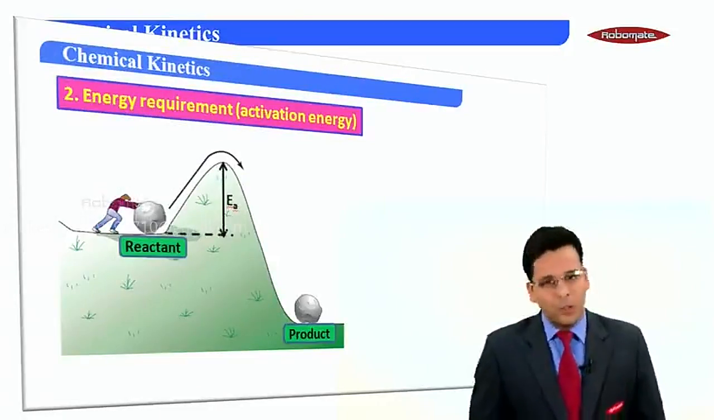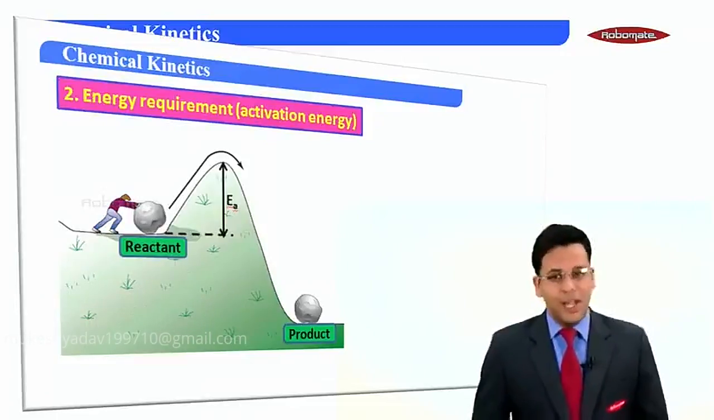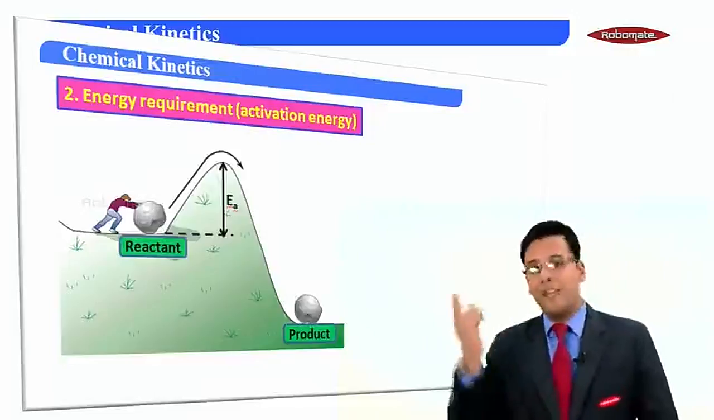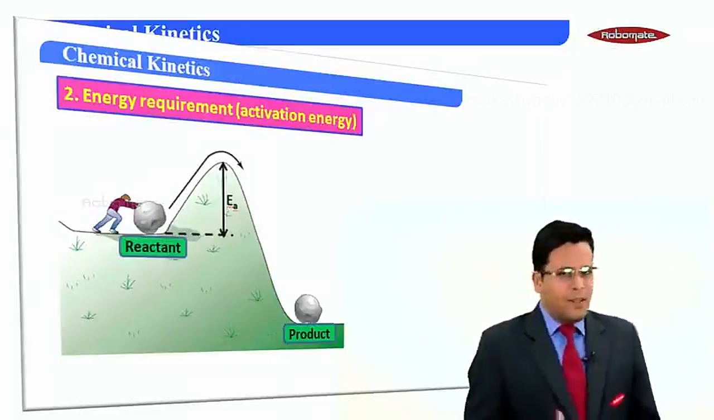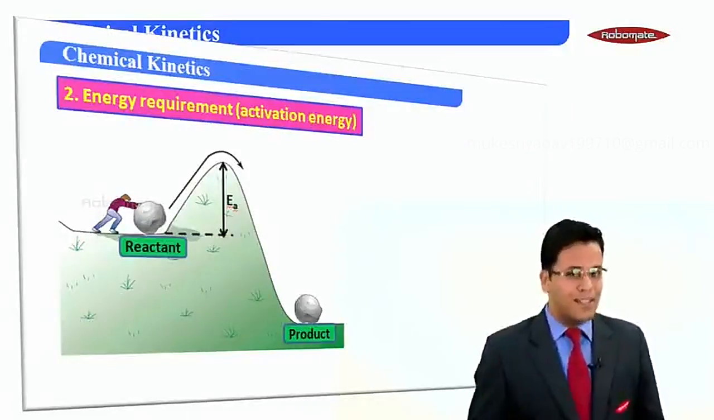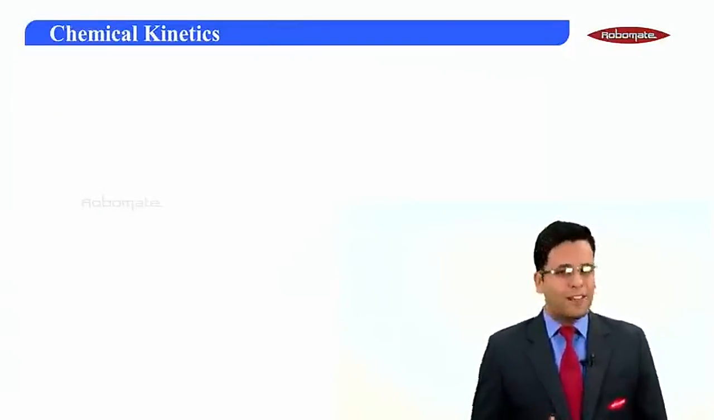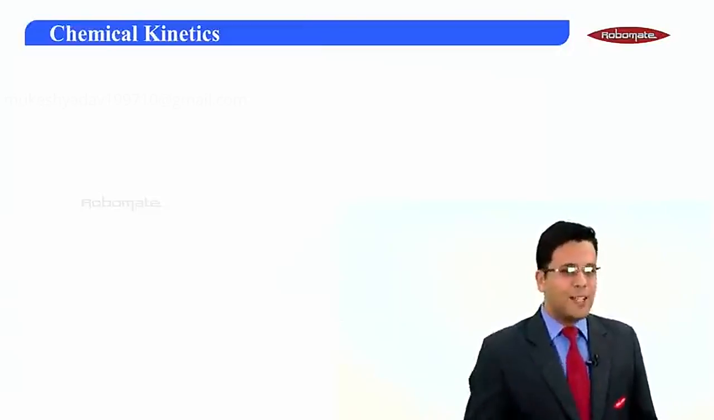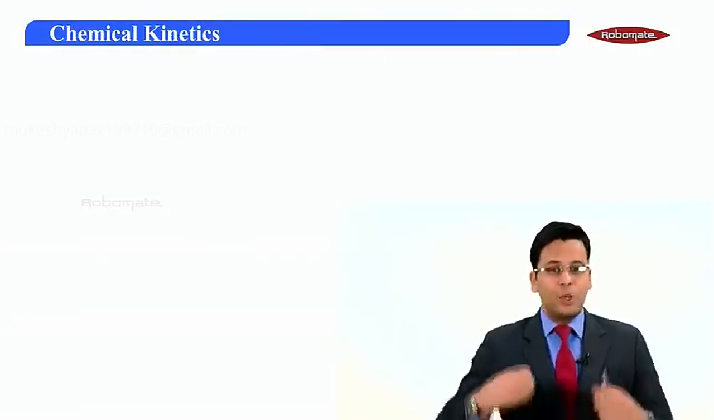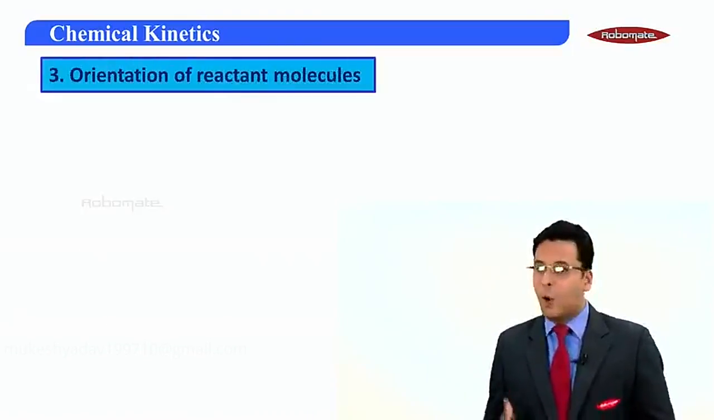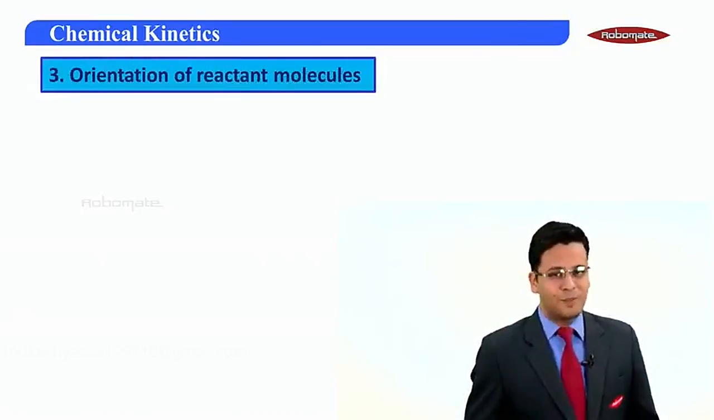Now here we had seen the Arrhenius equation and we had tried to replace A, the Arrhenius factor, with the frequency factor. But it didn't work out in the case of complex reactions. Here is why. For complex reactions, there is another factor in addition to the collision and the energy of collision. There's one more factor, and that is the orientation of the reactant molecules.